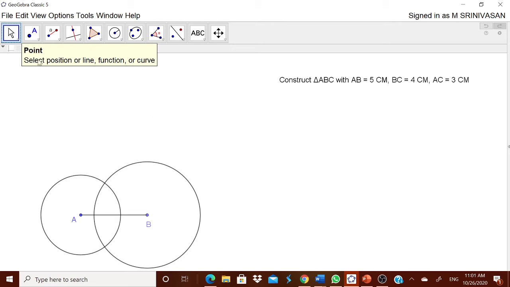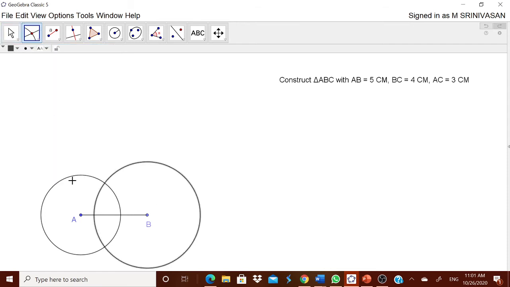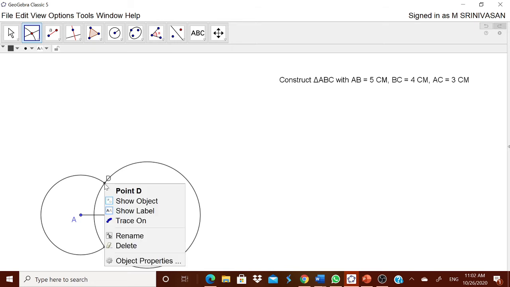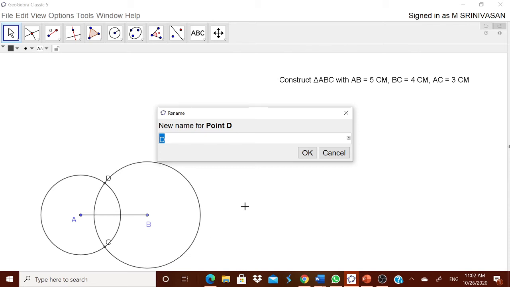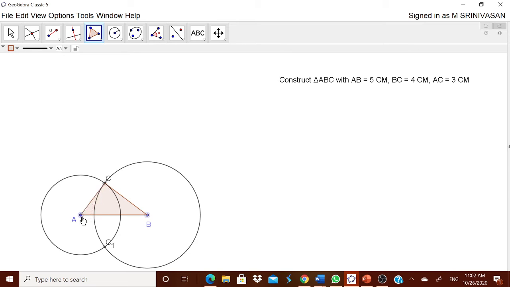Now, let us try to find the points of intersection. For that, use the intersect tool and touch these two circles at any point on their circumference. You got it now. But if you want the top one as C, you can rename it as C. Automatically the lower one will become C1. Now we want a triangle ABC. We don't want the remaining things.